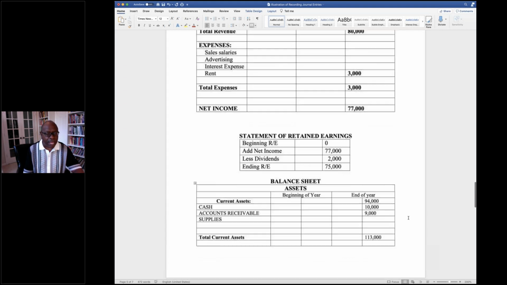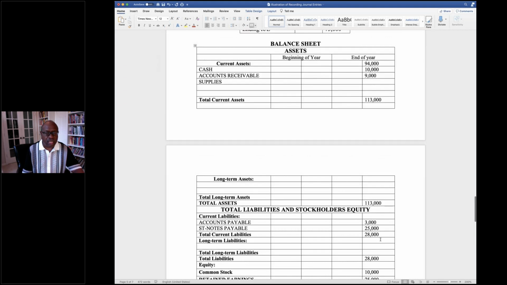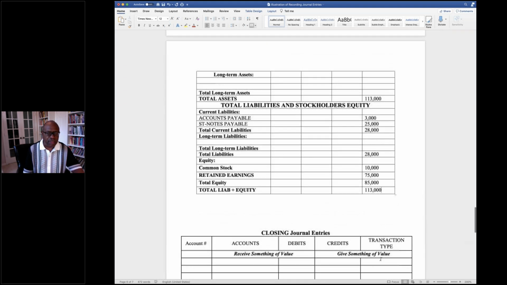And the way their balance sheet looks at the end of this first year, they have cash of $94,000, receivables $10,000, supplies of $9,000, total current assets $113,000, and total assets $113,000. Their liabilities are $28,000. Their common stock is $10,000. They retain $75,000 in the business. So their total equity now is $85,000, and they have $113,000.